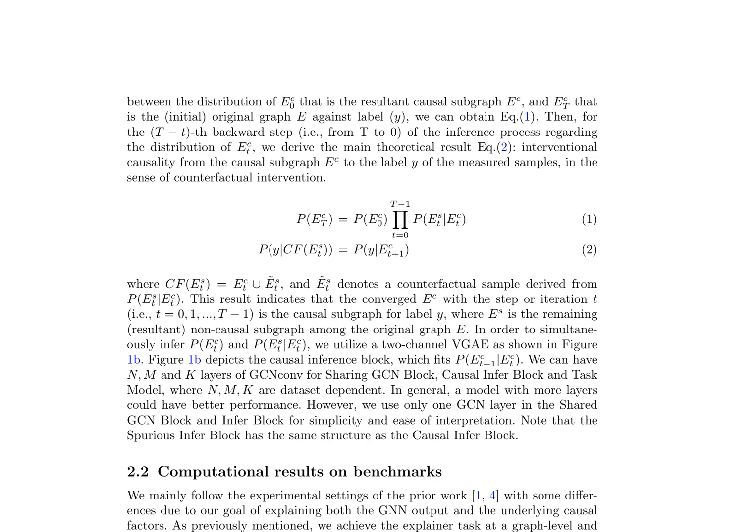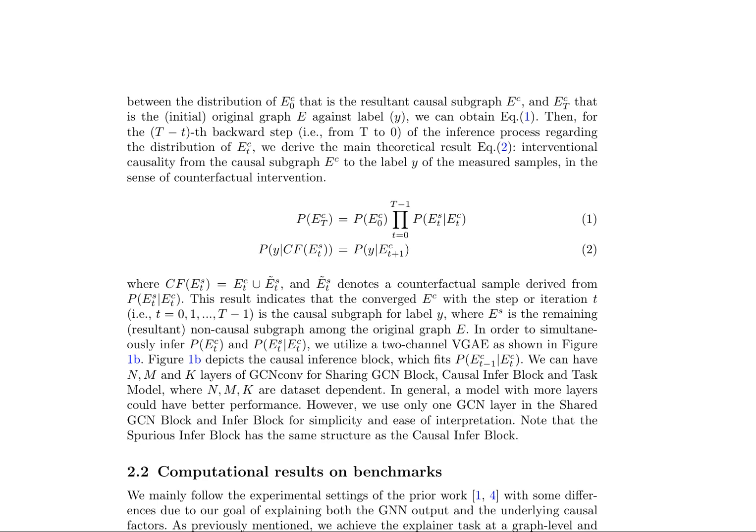A novel approach to causal graph explanation is presented, leveraging a two-channel variational graph autoencoder, VGAE, to infer the causal subgraph from an original graph. This method aims to identify and explain the underlying causal factors contributing to a specific label or task in graph-structured data. The proposed model is evaluated on both synthetic and real-world datasets, demonstrating its effectiveness in graph classification tasks.